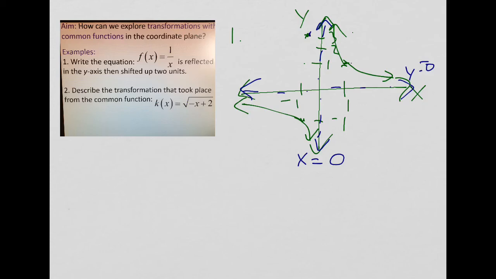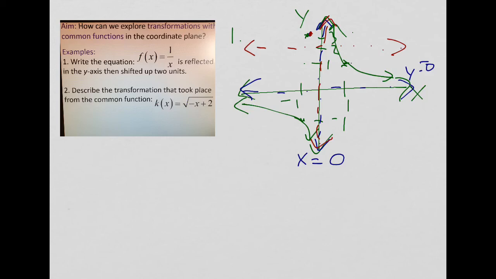Let me put it in a different color, perhaps. So now, it didn't change my vertical asymptote. That is still going to be the same thing, but this is going to change my horizontal asymptote because I'm moving it up 2 units. So my horizontal asymptote would then be here.